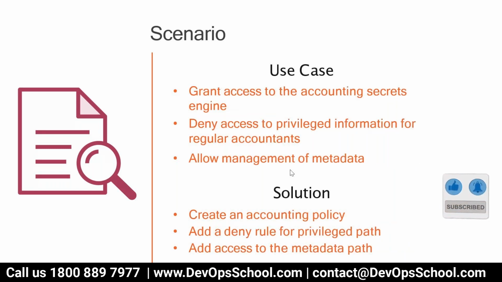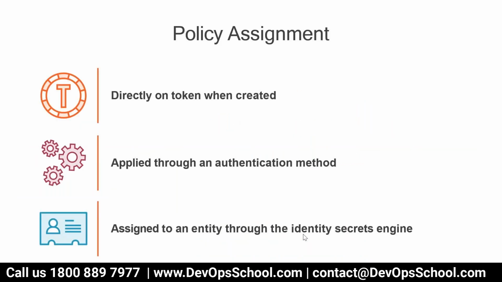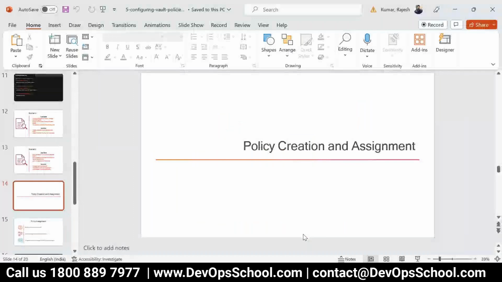There's one more use case: grant access to the accounting secret engine, deny access to privileged information for regular accounts, and allow management of metadata. So here you can create an accounting policy, add a deny rule for the privileged path, and add access to the metadata path. I will show you all this in the demo. Okay, so this is what we have.